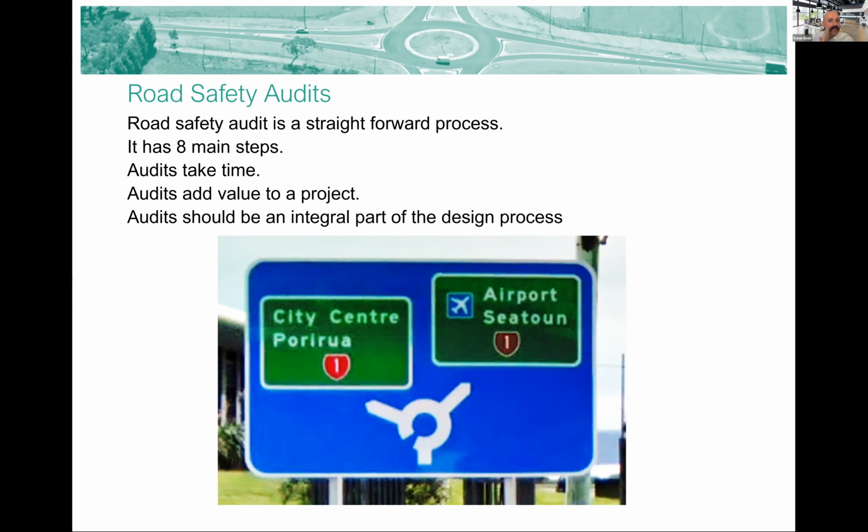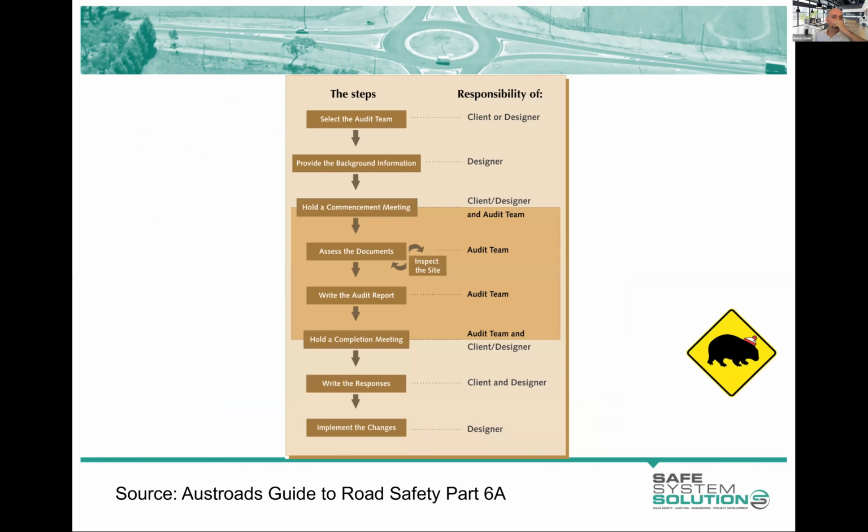Road safety auditing is a fairly straightforward process once you know these 8 main steps. It does take time though. There's a fair bit in it. It certainly adds value to a project, and it really needs to be an integral part of the design process and should be integrated into what we're thinking about. But these are the 8 steps that we talk about. They're in the Australian Guide to Road Safety Part 6. I'll fix that slide. It should say 6, not 6A.